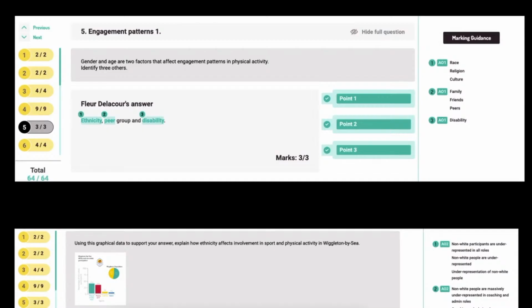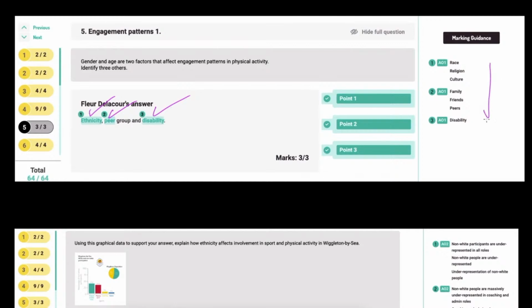Okay, let's have a go at this. We've got a question here. We have got the idea of gender and age as two factors that affect engagement patterns in physical activity. Identify three others. Nice, simple AO1 stuff: ethnicity, peer group, disability. Peer group could also be family or friends, could be the same wording.